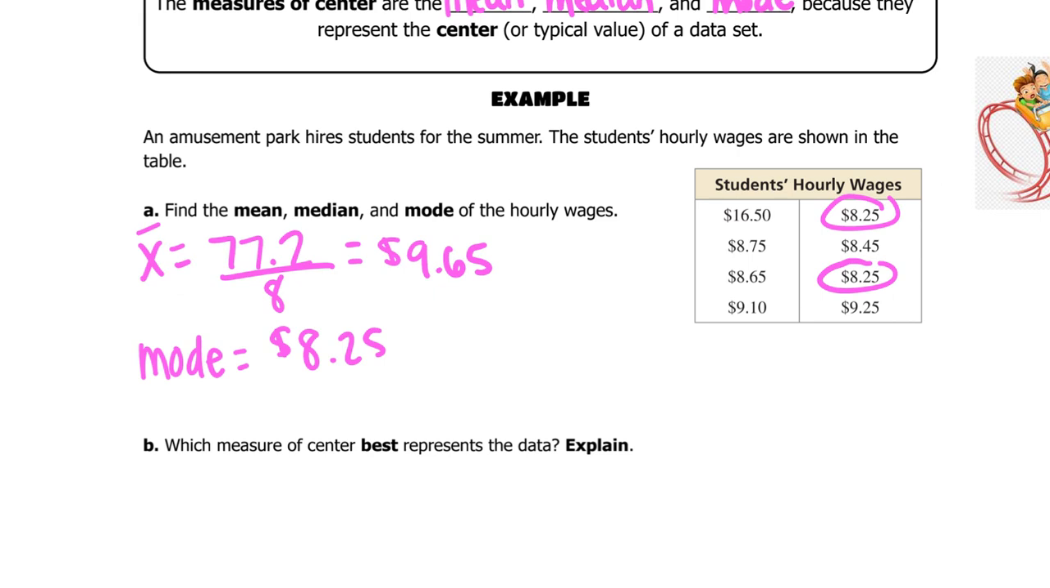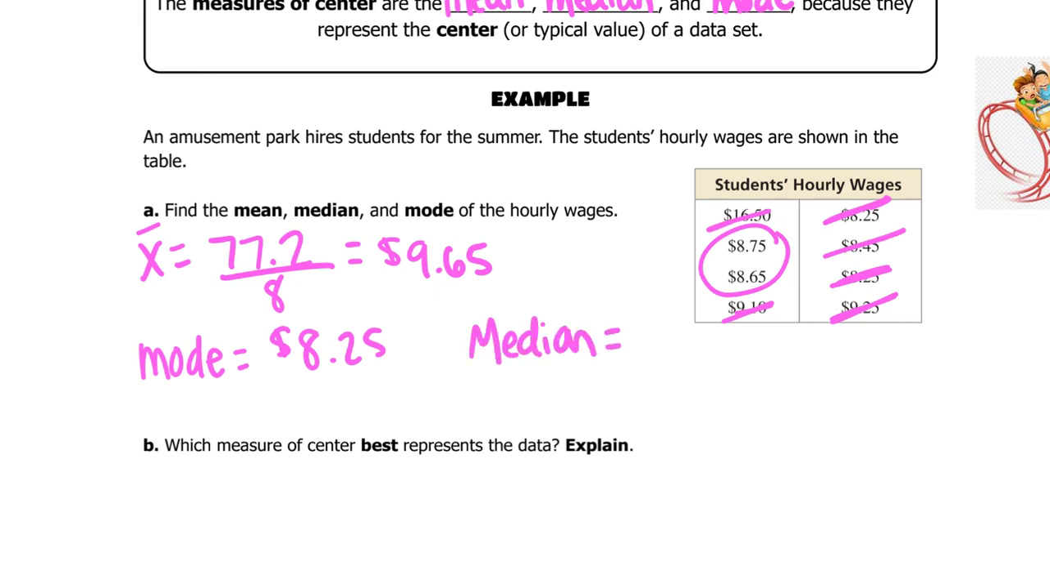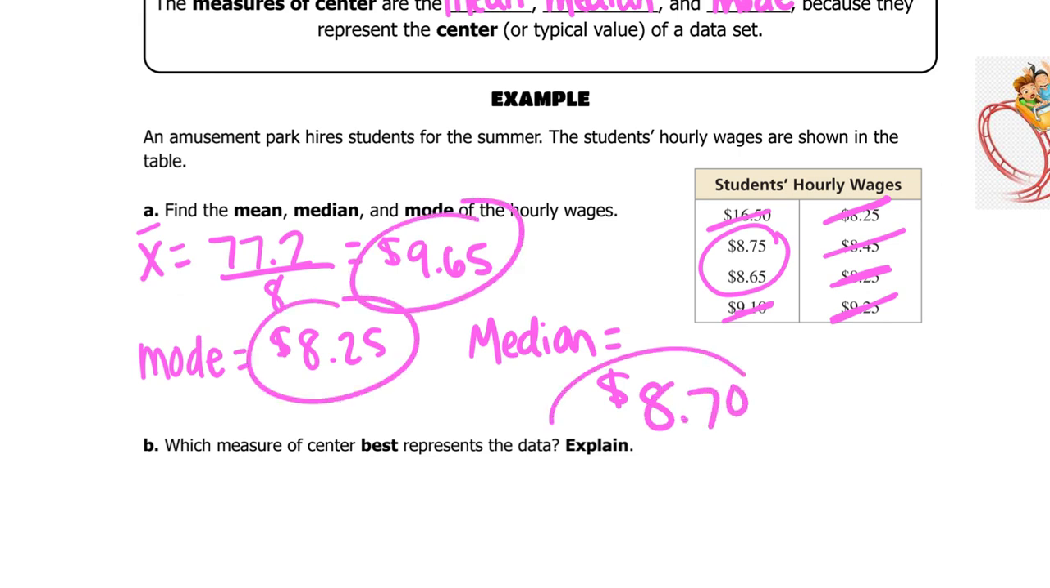The median, I'm going to do the canceling thing, but if you'd rather put them in order, that is fine with me. So the biggest one would cancel out the smallest one. The smallest one is 8.25. Then the next biggest one, which would be 9.25, would cancel out the next smallest one, and so on with the next biggest and next smallest that are remaining. So the median should be the middle of 8.75 and 8.65. Hopefully we can tell the middle of those would be $8.70. But remember, if it's ever hard to tell, you can add them and divide by 2. So there's your mean, your mode, and your median.